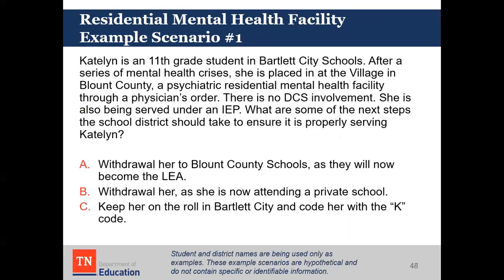Let's walk through a couple of examples here. Caitlin is an 11th grade student in Bartlett City Schools. After a series of mental health crises, she is placed at the Village in Blount County, a psychiatric residential mental health facility, through a physician's order. There's no DCS involvement. She's also being served under an IEP. What are some of the next steps the school district should take to ensure it is properly serving Caitlin?